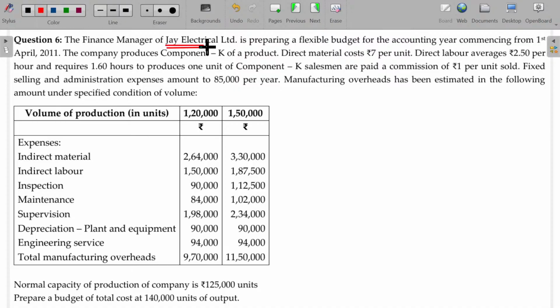Finance manager of J Electrical Limited is preparing flexible budget for the accounting year commencing on 1st April 2011. The company produces component K of a product, direct material cost being 7 rupees per unit. Direct labor averages 2 rupees 50 paise per hour and requires 1.6 hours to produce 1 unit of component. So you have to find out the direct material. For how many units are we supposed to produce? 1,40,000 units.